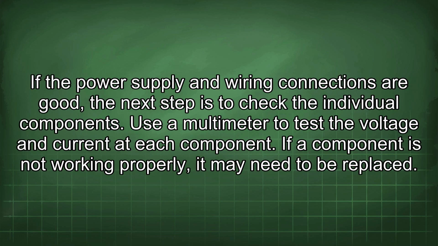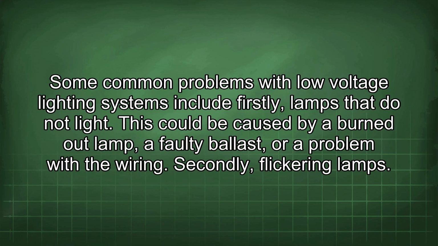If the power supply and wiring connections are good, the next step is to check the individual components. Use a multimeter to test the voltage and current at each component. If a component is not working properly, it may need to be replaced. Some common problems with low-voltage lighting systems include, firstly, lamps that do not light. This could be caused by a burned-out lamp, a faulty ballast, or a problem with the wiring.